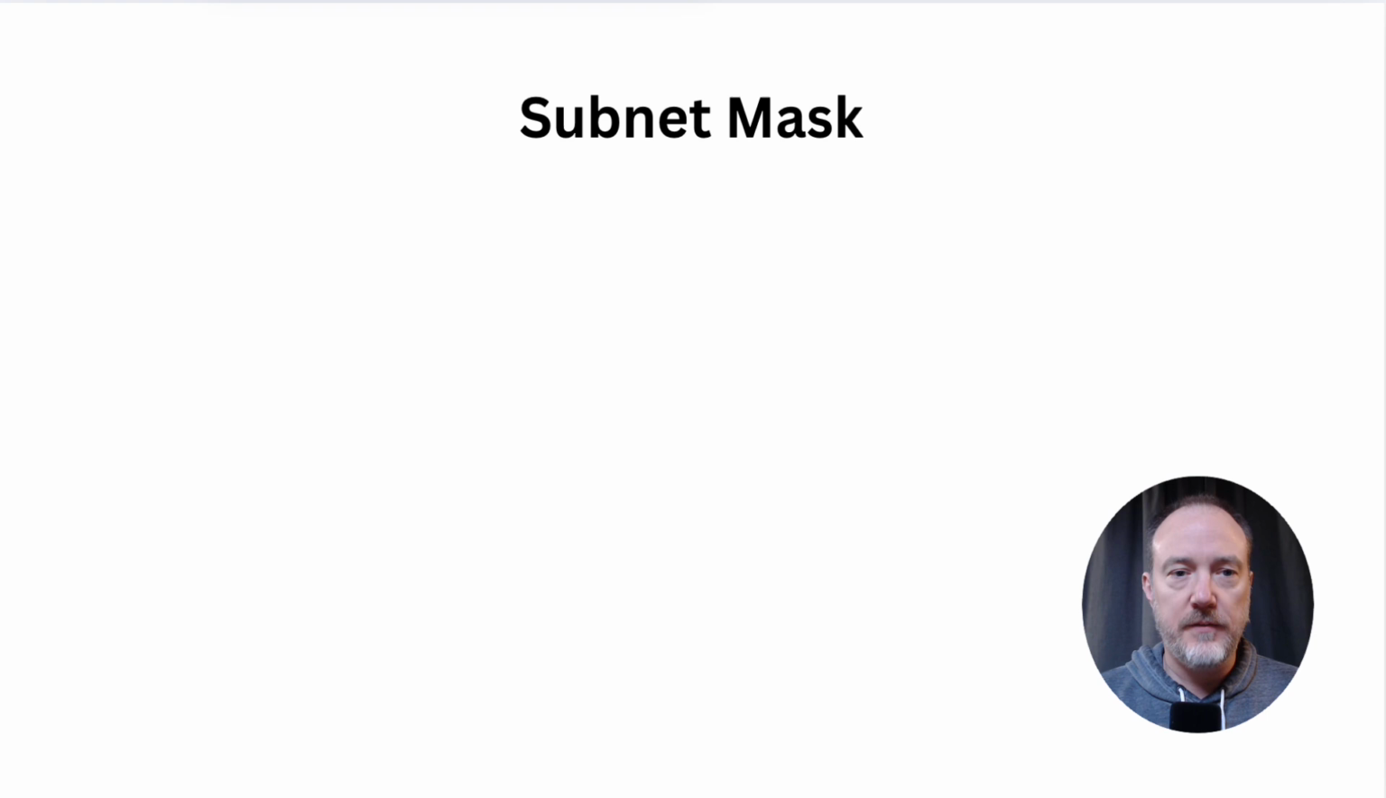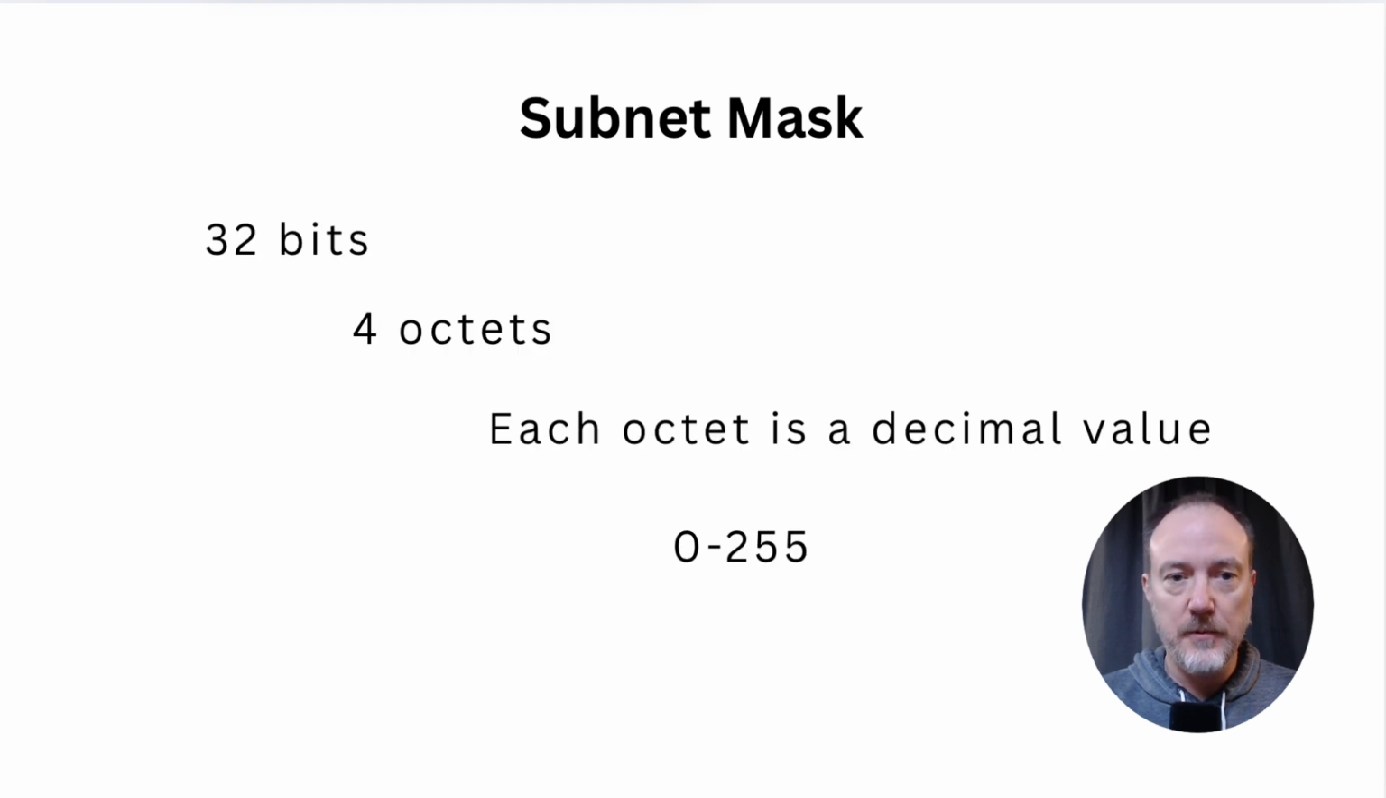So a subnet mask is paired with an IP address or a network ID to derive other pieces of information about the network. But before we can get into that whole process and how that works, we first need to understand what the subnet mask is.